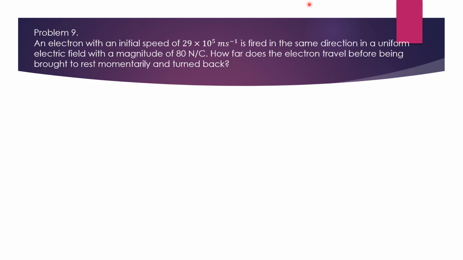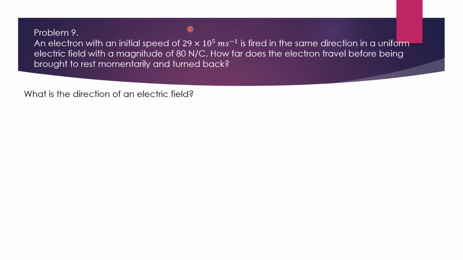Problem 9. An electron with an initial speed of 2.9 times 10 power 5 meter per second is fired in the same direction as a uniform electric field with a magnitude of 80 Newton per coulomb. How far does the electron travel before being brought to rest momentarily?